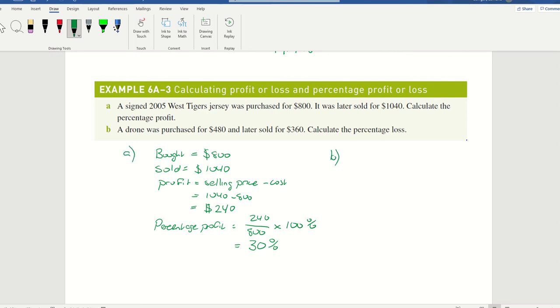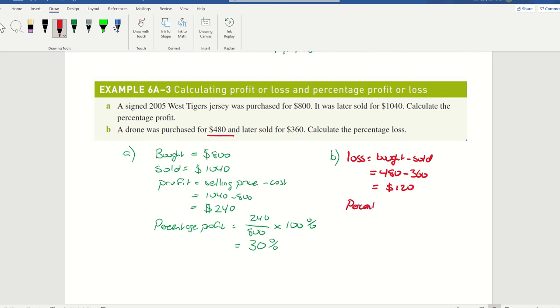B is our loss. A drone was purchased for 480, sold for 360, calculate the percentage loss. So the loss in the first place, loss equals what we sold it for minus the cost in negative numbers, but we're just going to go with our loss is what we bought it for. If we call it a loss, bought minus sold. And so as a loss, it's 480 minus 360. So we lost $120. As we know, loss is, and you've got a negative sign.